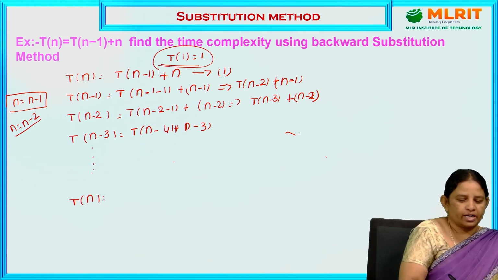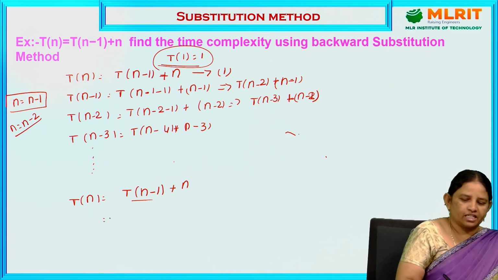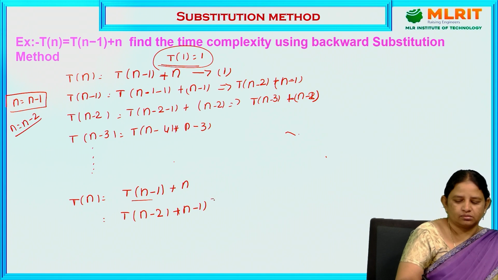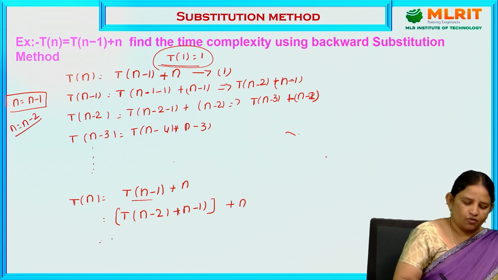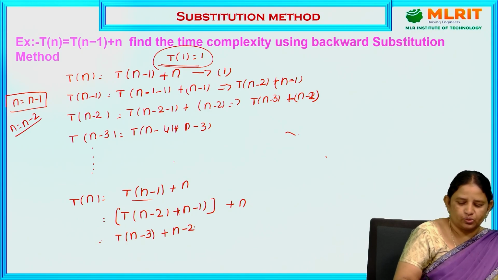T of n equal to T of n minus 1 plus n. We know what is T of n minus 1, that is T of n minus 2 plus n minus 1, plus n. We know what is T of n minus 2, that is T of n minus 3 plus n minus 2, plus n minus 1, plus n.